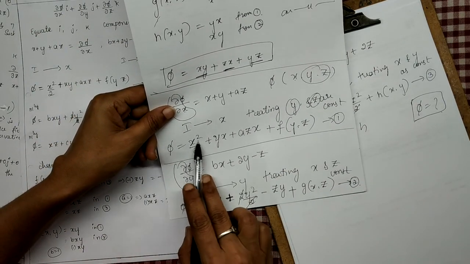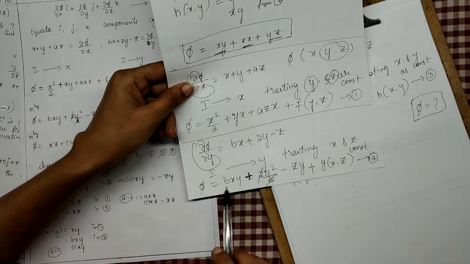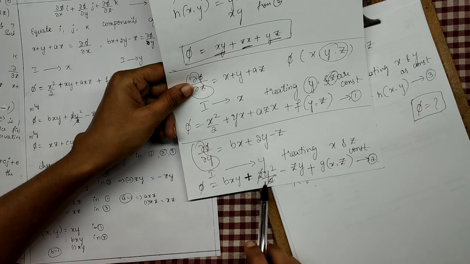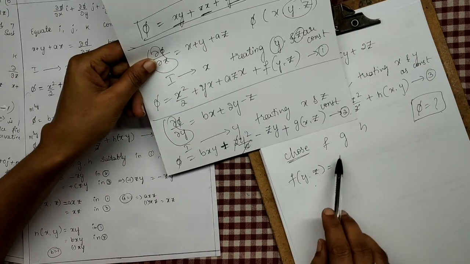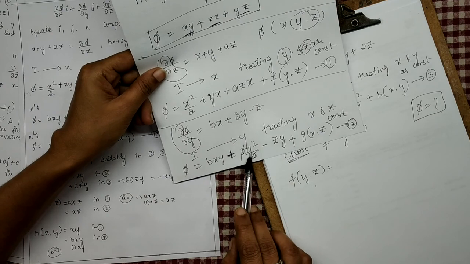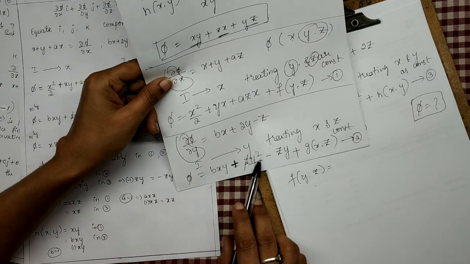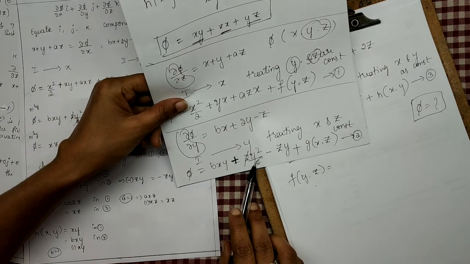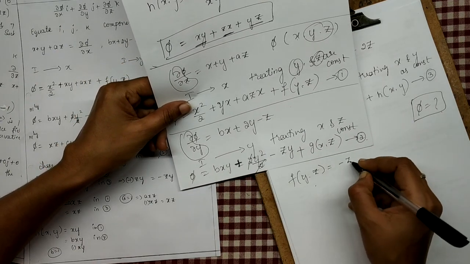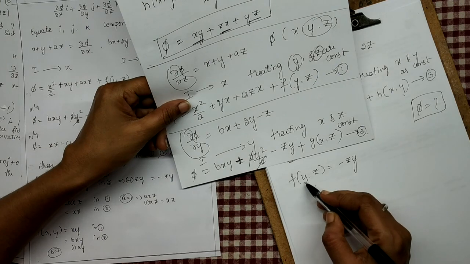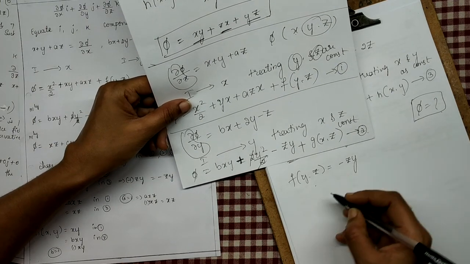See, x is there in these terms, so it cannot be. Here only y is there, it must be purely a function of y and z. Here y is there, z is not there, so it cannot be written. Here z is there, so zy is there. Minus zy is purely a function of y and z.